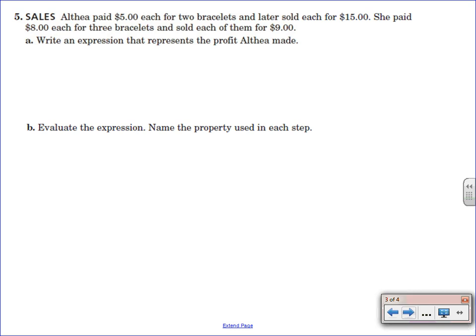So for the bracelets, she sold it for $15, but we'd have to subtract off what she originally paid for it. And then I'm going to put it in parentheses because there's 2 of those. So if you do 15 minus 5, it's going to be 10. So she made $10 on each of the bracelets. So $20 for the pair of them.